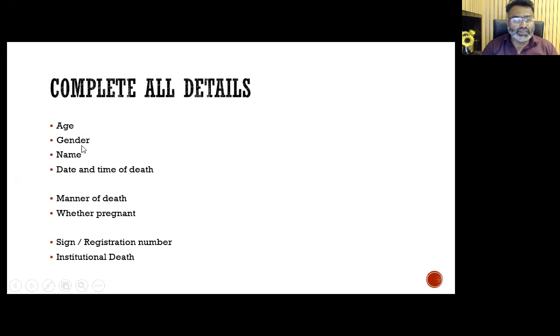So we need to mention age, gender, name, date, and time of death. Should not miss this. Manner of death, I talked about it, and whether the patient was pregnant, yes or no. So there is a column over there. You need to tick that, and then sign with your registration number.